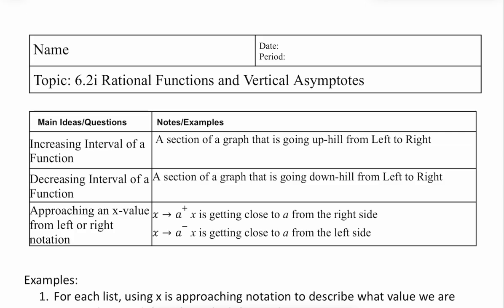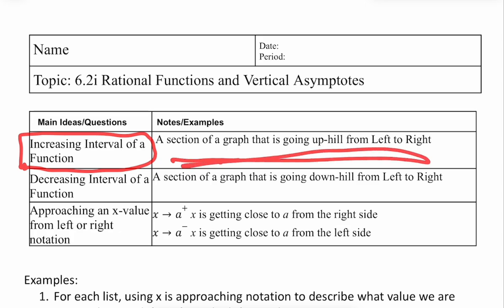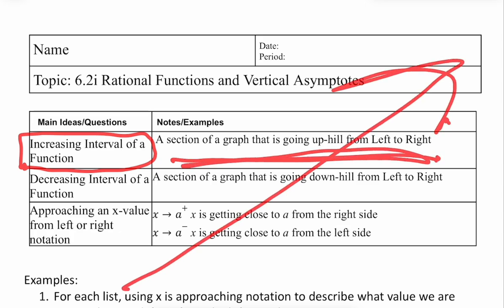6.2 is going to be a continuation of rational functions and vertical asymptotes. The things that were in addition to yesterday: a function is increasing if it's a section of the graph that is going uphill from left to right.